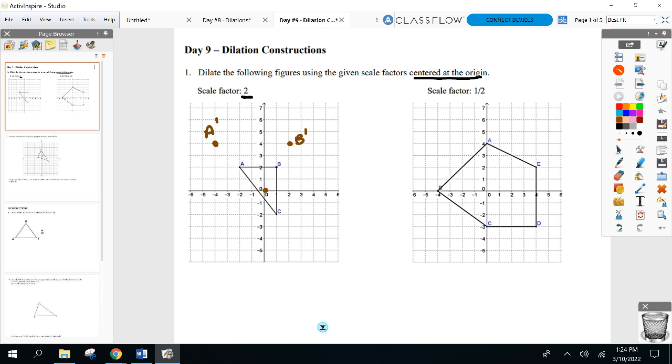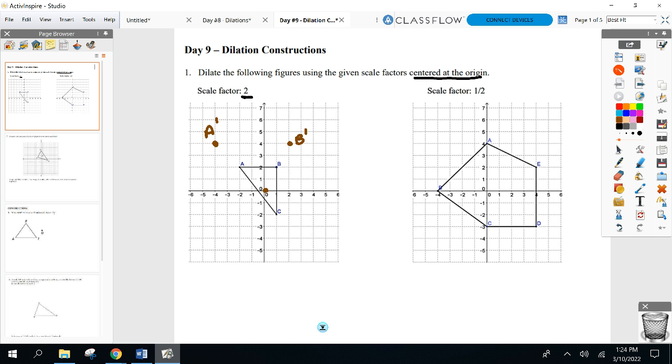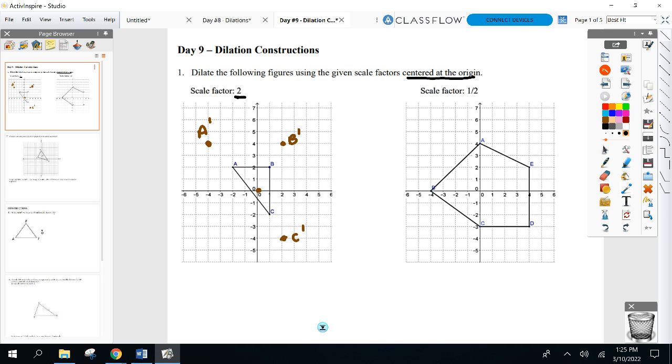And do it for C for me now. Somebody do it for C. Where do I need to go? Yeah, you can go down or to the right first. It's not going to matter. We're going to all end up in the same spot. Down 2, right 1. Down 2, right 1. C prime. Did I make a bigger triangle? Yeah. Because all my points just doubled its distance away from the origin. Connect them.